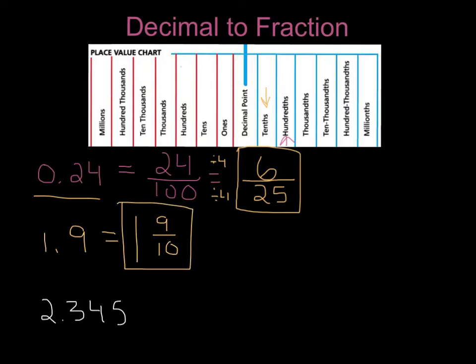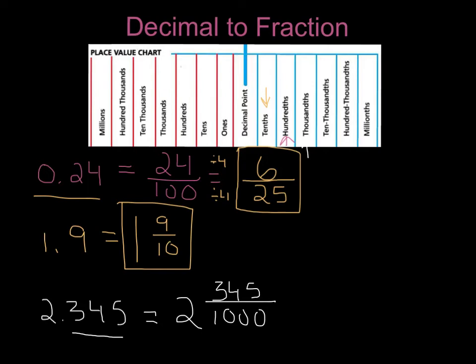Okay, and this last one, 2.345. If there's a number in front, you will have a mixed number, so 2. And then how do you say 0.345 properly? 3 decimal places would be thousandths, so you have 345 thousandths.